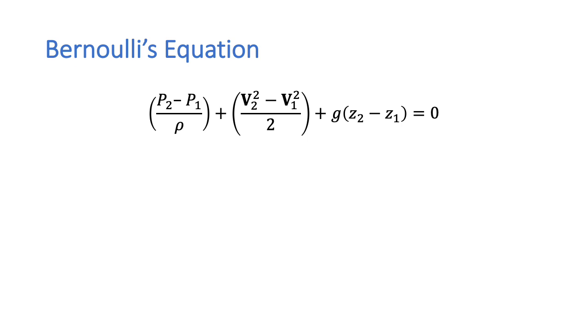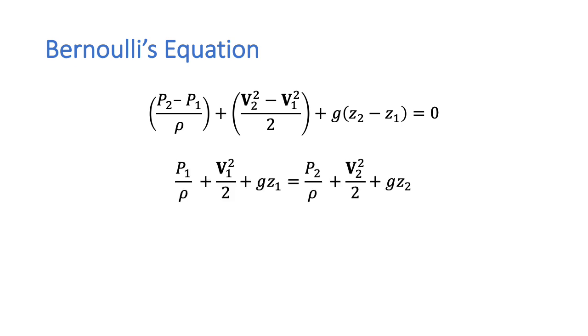Taking this equation, we can rearrange it so that all the terms at the inlet are on the left-hand side and all the terms at the outlet are on the right-hand side. We therefore have P1 upon rho plus V1 squared upon 2 plus g z1, and this equals P2 upon rho plus V2 squared upon 2 plus g z2. This means that the sum of these three terms, P upon rho plus V squared upon 2 plus g z, are the same both at the inlet and at the outlet.